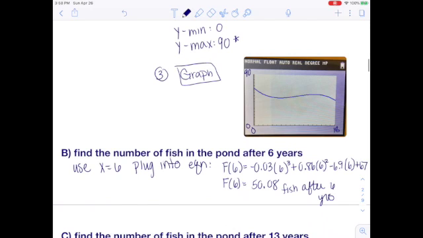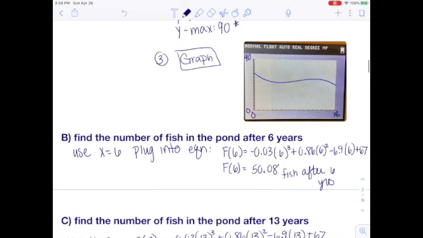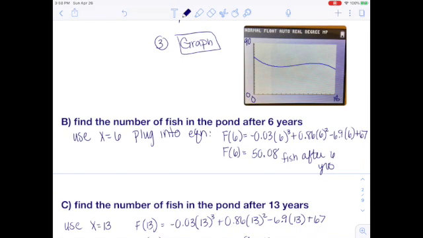And there you go. So make sure you can enter all of that because we're going to use this graph. You can find the number of fish in the pond after 6 years. Now, you can do this by hand, of course, and I showed you the math behind doing it by hand.